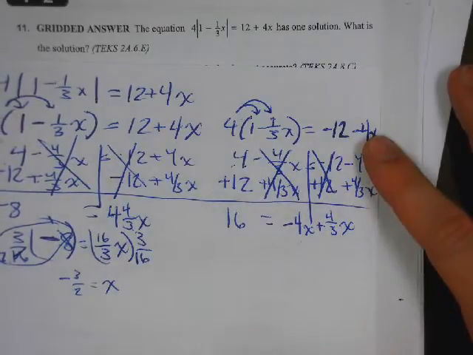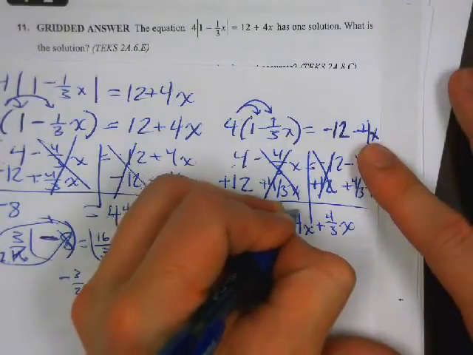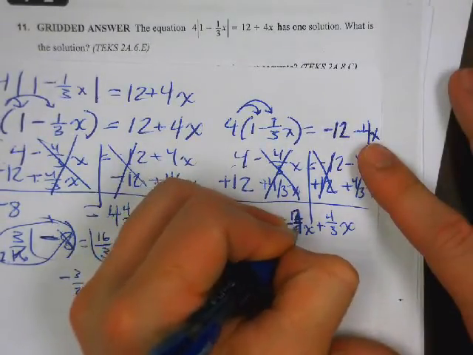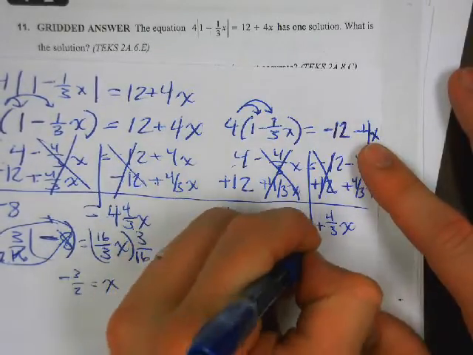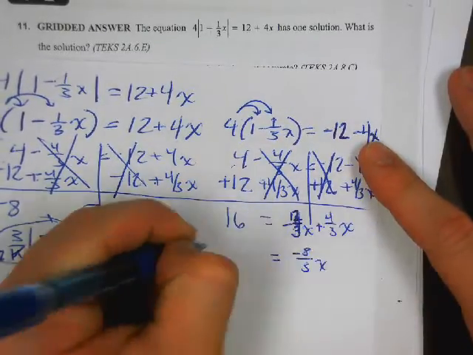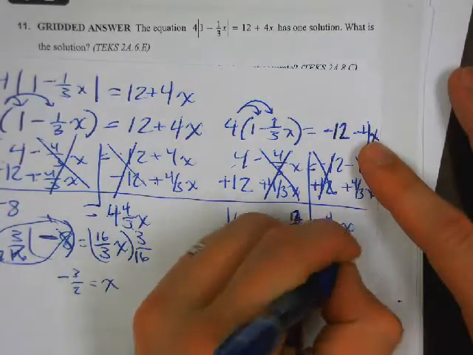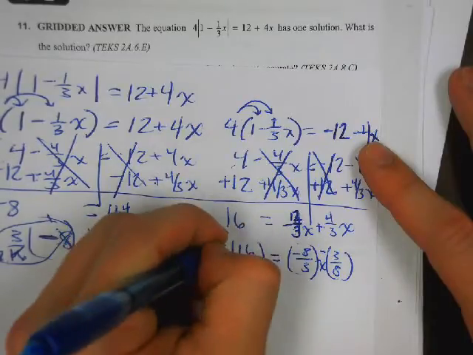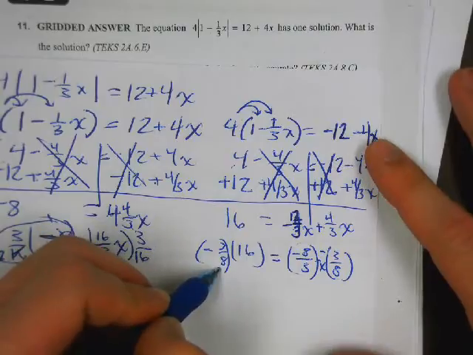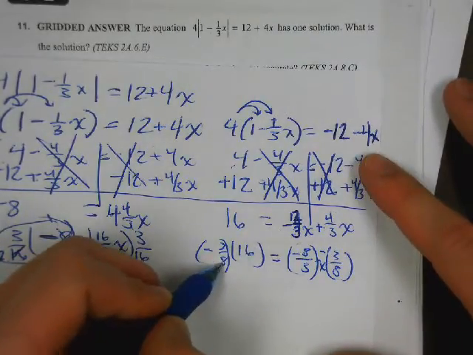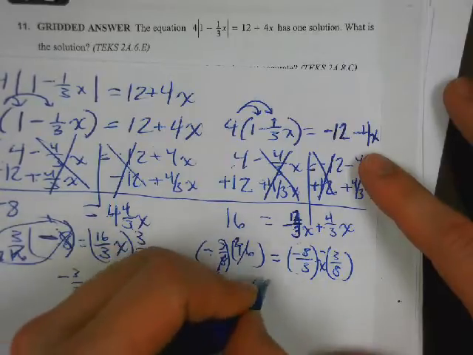On the other side, get our common denominator here of 3. All right, negative 12 and positive 4 is negative 8. And now we're ready to multiply by the reciprocal. So again, 16 divided by 8. 16 divided by 8 is 2. 2 times negative 3 is negative 6.